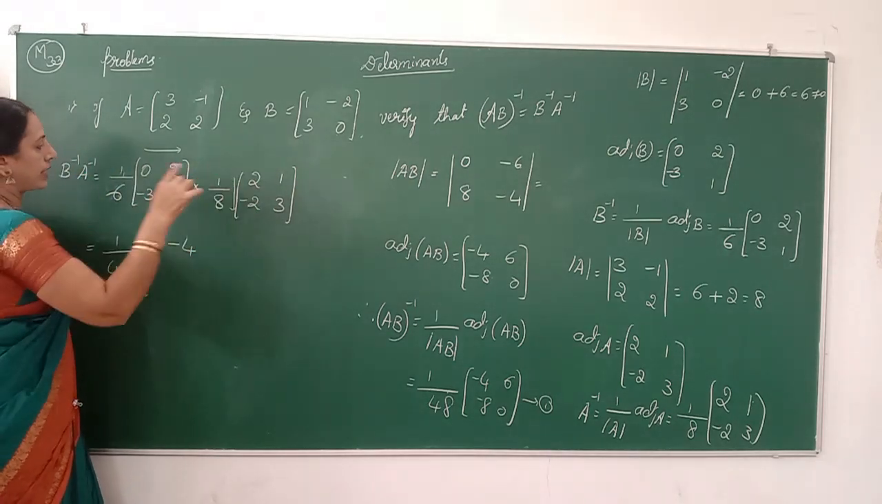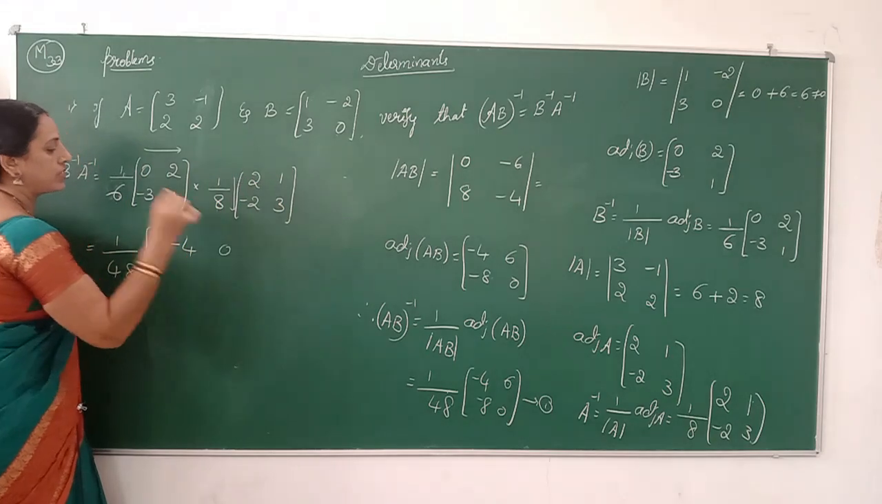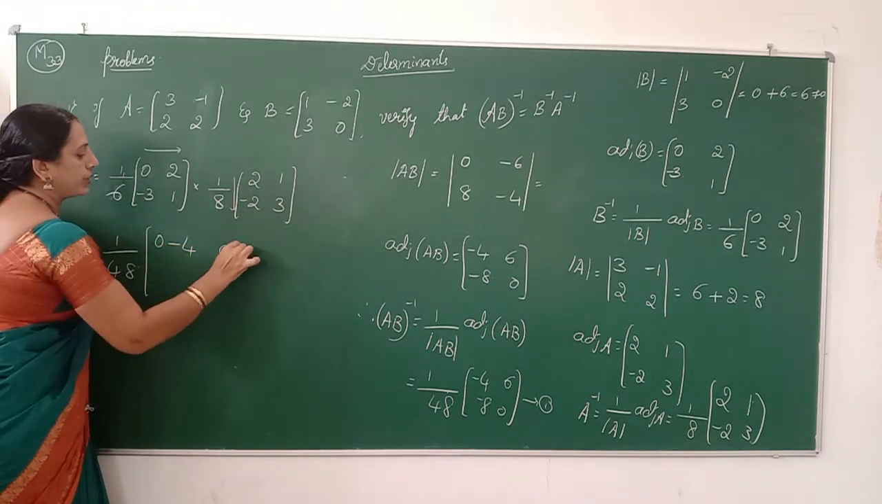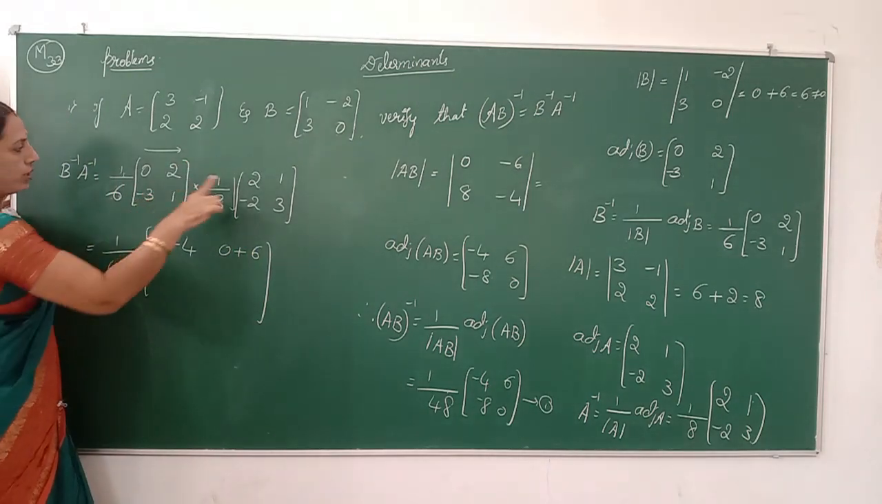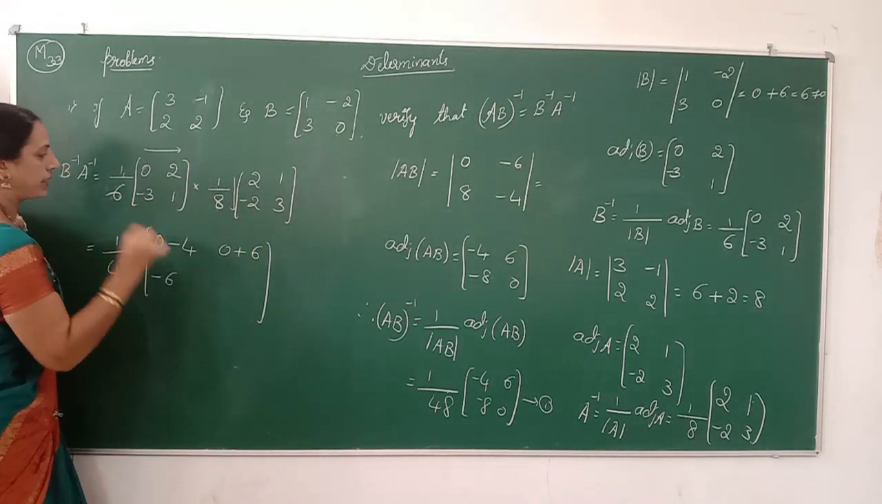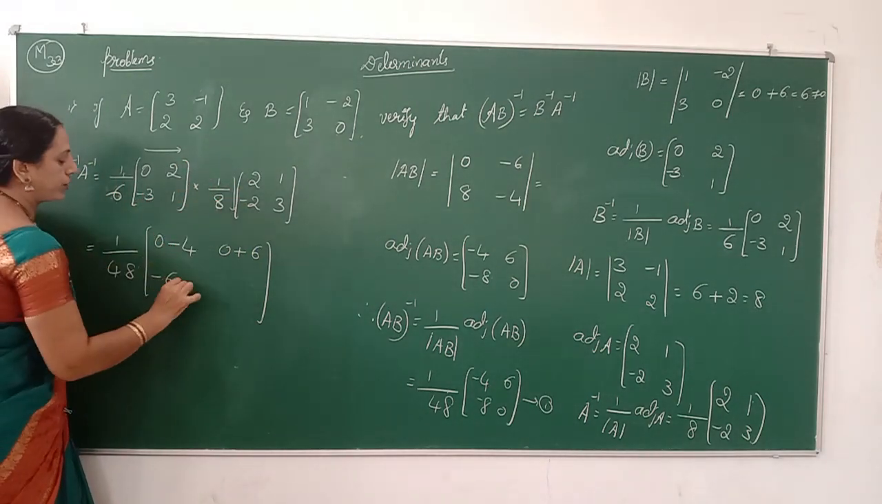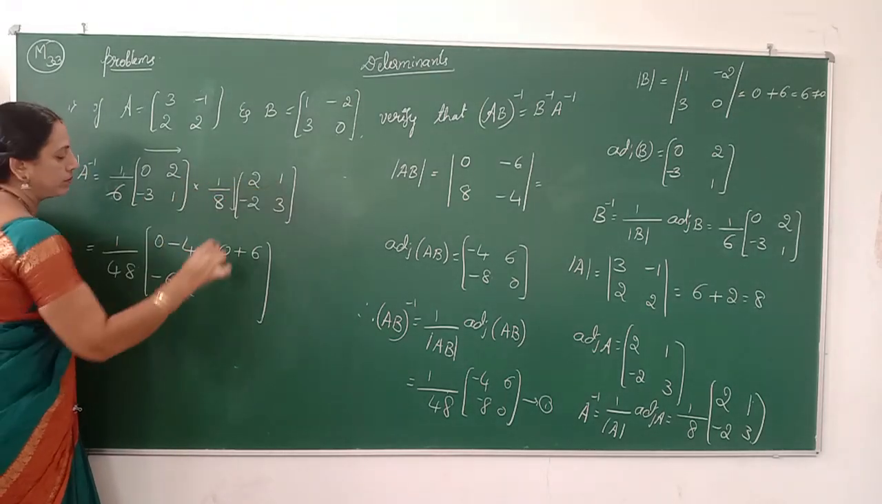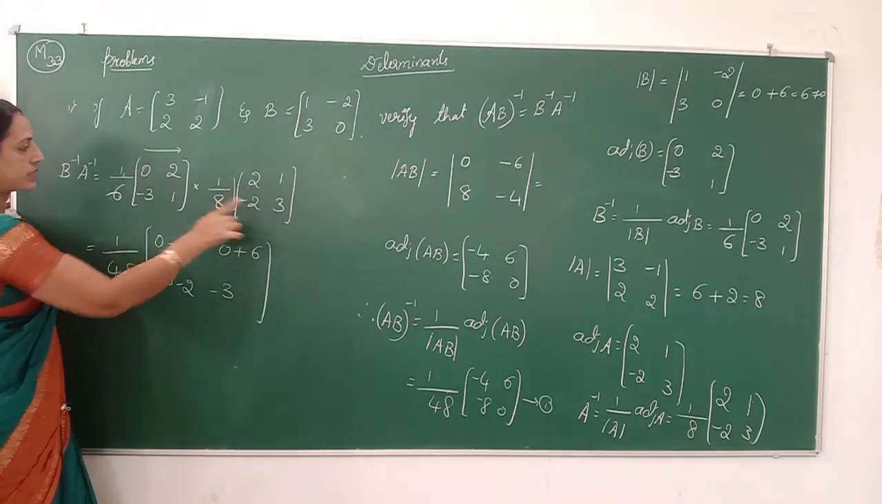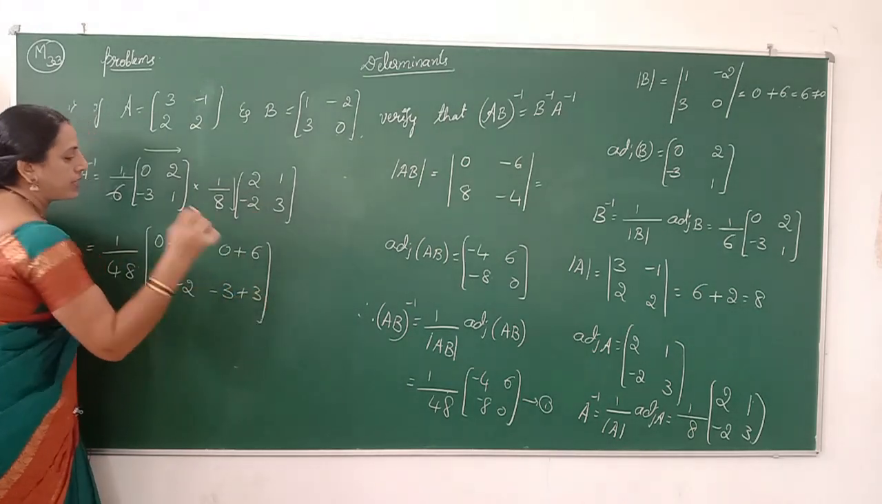Again, first row, second column: 0 into 1 is 0, plus 3 into 2 is 6. Second row, first column: minus 3 into 2 is minus 6, plus 1 into minus 2 is minus 2. Second row, second column: minus 3 into 1 is minus 3, plus 1 into 3 is 3.